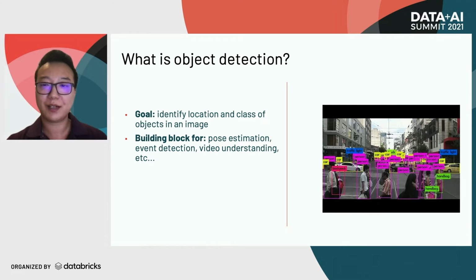So what is object detection? I think we've all probably seen something like the video I'm showing here, where basically for each frame of the video, we have a model that's generating predictions about where the location and also class of different objects in that particular frame are. So that is the goal of object detection, is to be able to identify the location and classes of objects in an image. And object detection is a really core task in computer vision because it's a building block for many downstream tasks like pose estimation, event detection, video understanding, and so on.